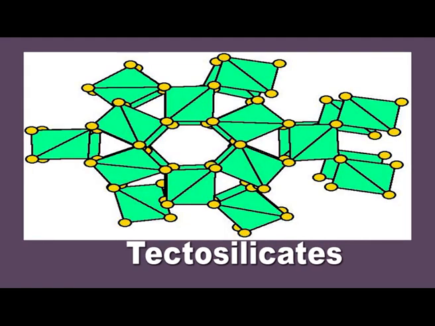Tectosilicates show a 3-dimensional network of tetrahedra, with each tetrahedral unit sharing all of its oxygen atoms. The learning process for identifying minerals is based on physical properties such as lustre, hardness, cleavage, etc.